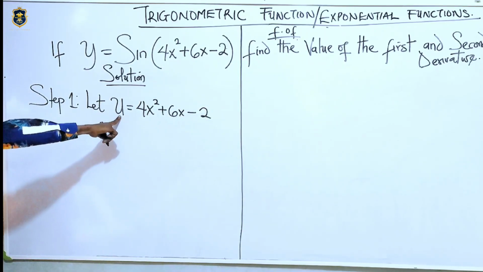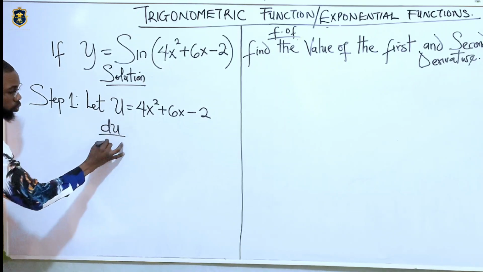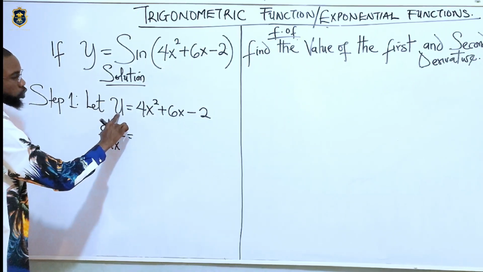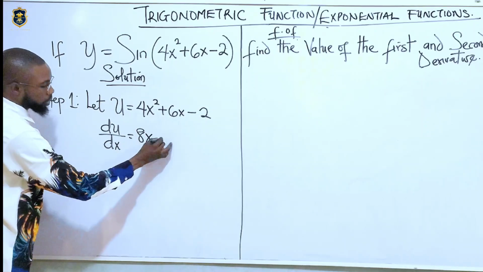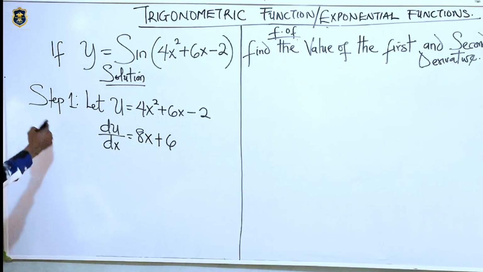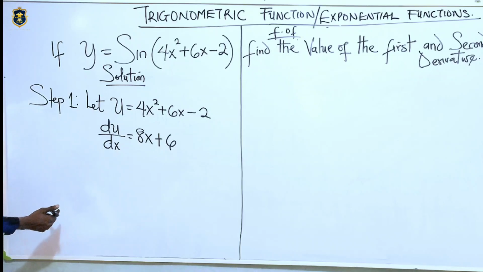And then we differentiate with respect to x. So du over dx becomes what? Differentiate u with respect to x. That becomes 8x plus 6. So we're done with step one. This is all about step one, right? So what's step two?